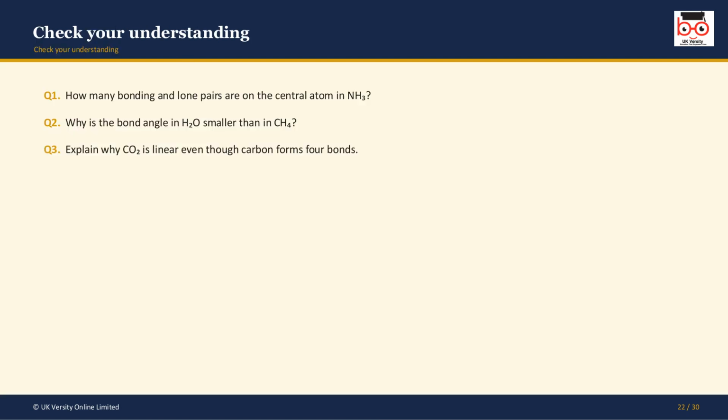Let's check your understanding. First, how many bonding and lone pairs are on the central atom in ammonia? Second, why is the bond angle in water smaller than in methane? And third, explain why carbon dioxide is linear, even though carbon forms 4 bonds. Have a think about each.